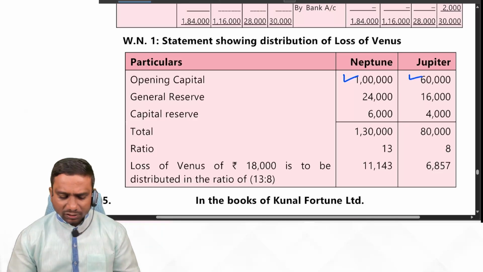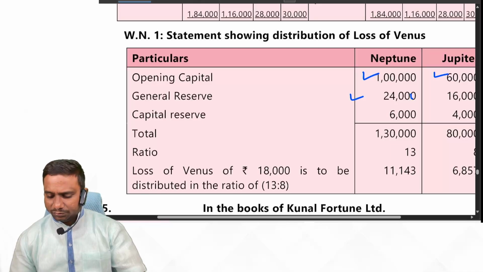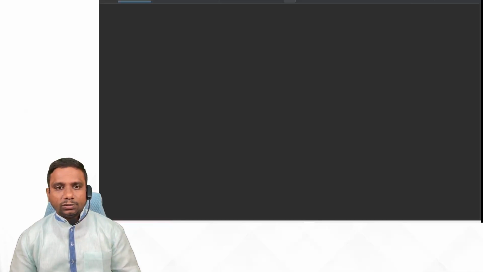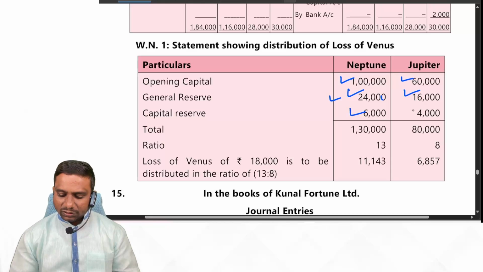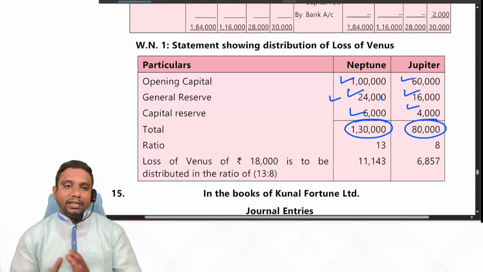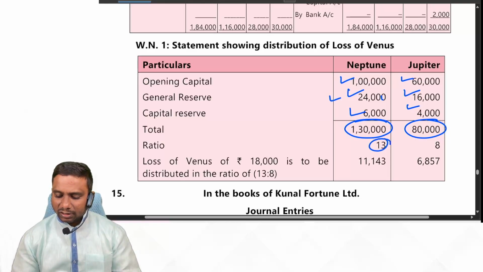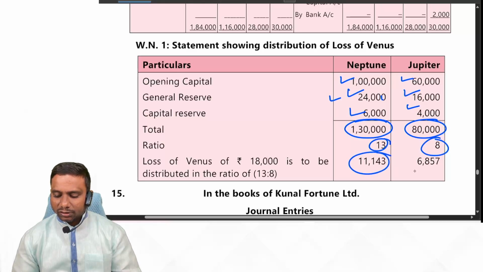Opening capital 1 lakh and 60. General reserve distributed, yes, 24,000. Right? 24 and 16,000. Capital reserve 16. After that, the capitals became 1 lakh 30 and 8. What is the ratio? 13 and 8. 18,000 is shared among partners according to this.